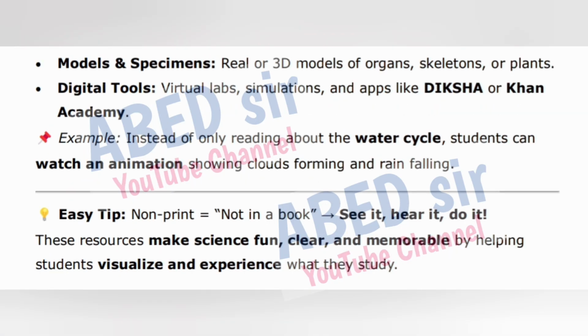Models and specimens: real or 3D models of organs, skeletons, or plants. Digital tools: virtual labs, simulations, and apps like DIKSHA or Khan Academy. Example: instead of only reading about the water cycle, students can watch an animation showing clouds forming and rain falling. Easy tip: non-print is equal to not in a book; see it, hear it, do it. These resources make science fun, clear, and memorable by helping students visualize and experience what they study.